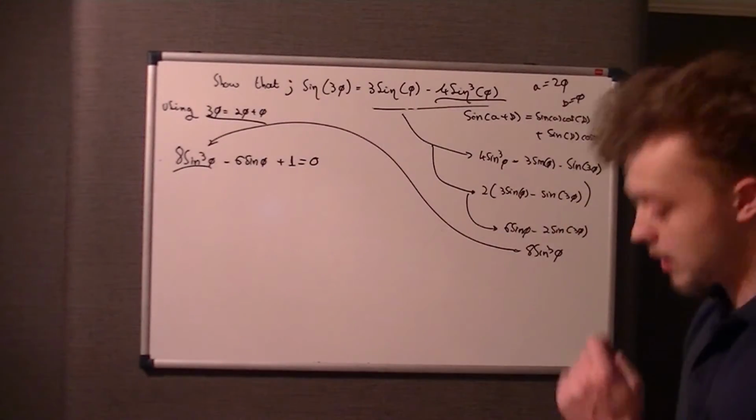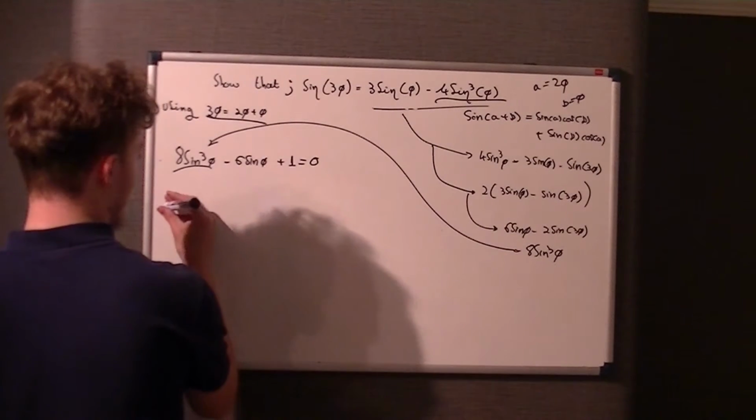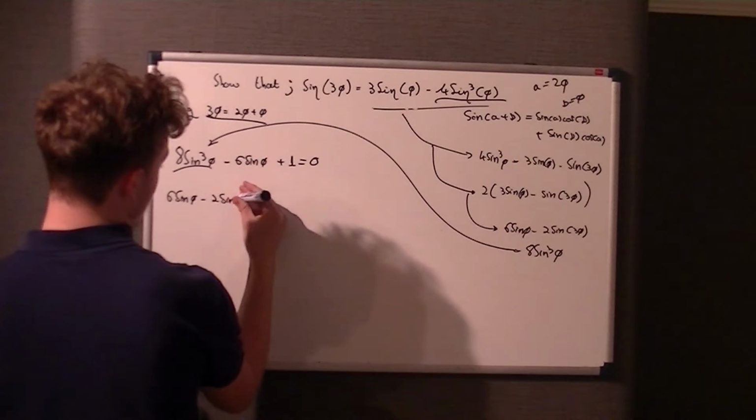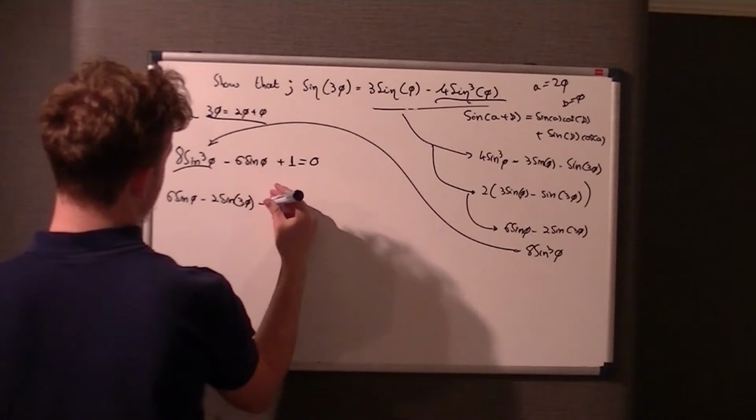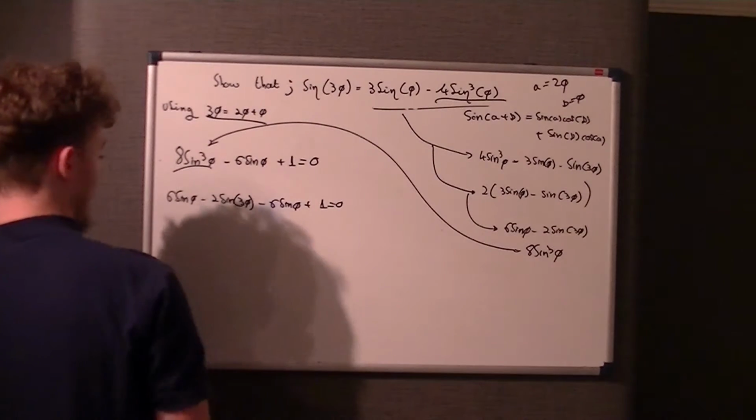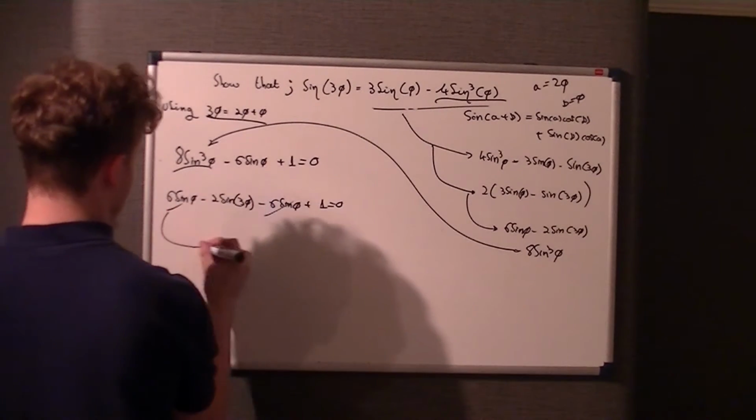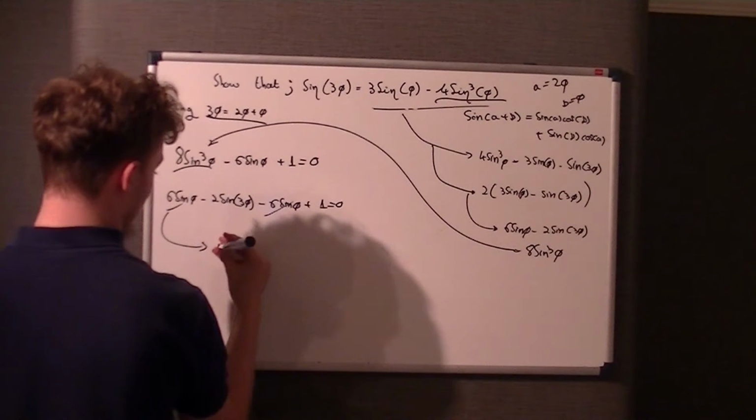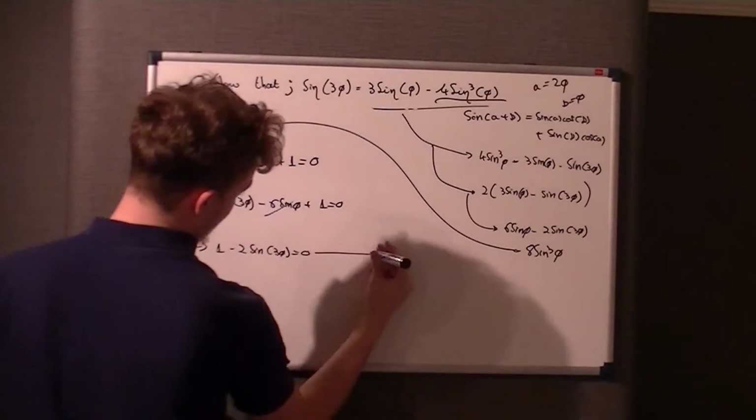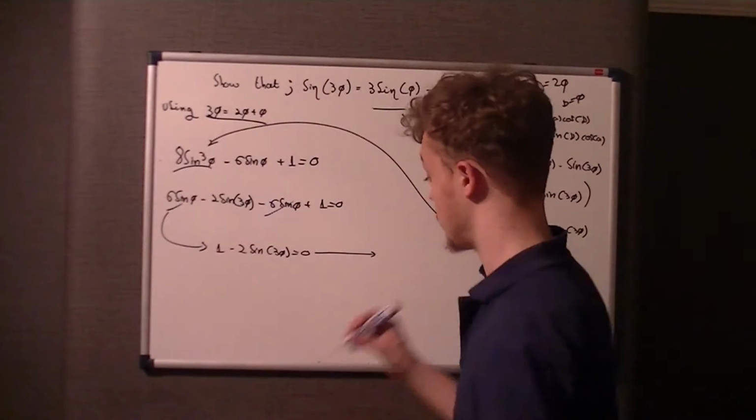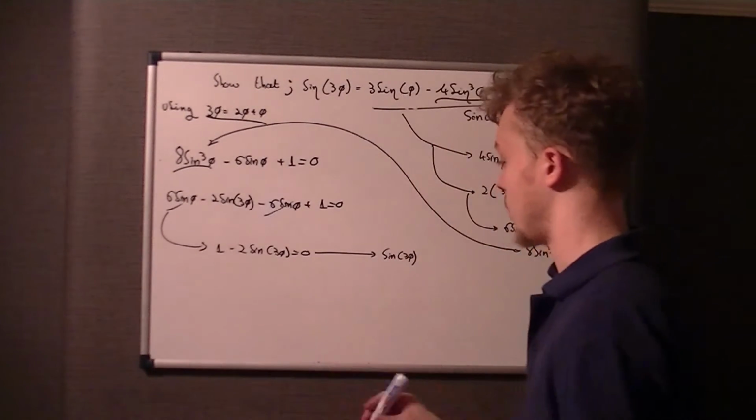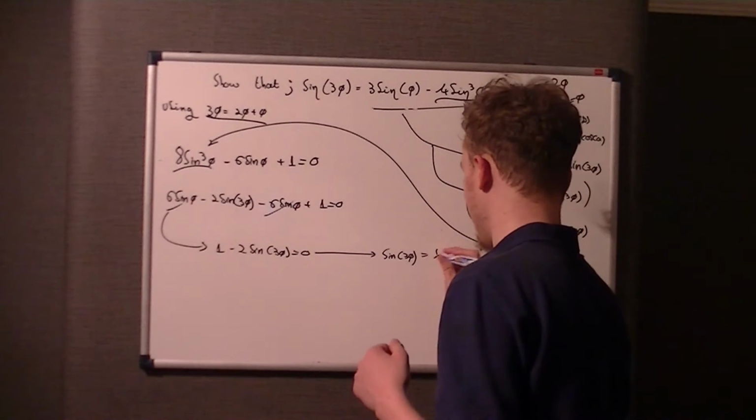Okay, so you sub that into this part of the equation. So let's do that. It's 6 sine theta, take 2 sine 3 theta, take 6 sine theta plus 1, and that is equal to 0. So obviously the 6 sine thetas cancel, and then we're left with 1 take 2 sine 3 theta is equal to 0. So therefore rearrange this to get sine 3 theta as the subject. 2 sine 3 theta equals 1, so sine 3 theta equals a half.